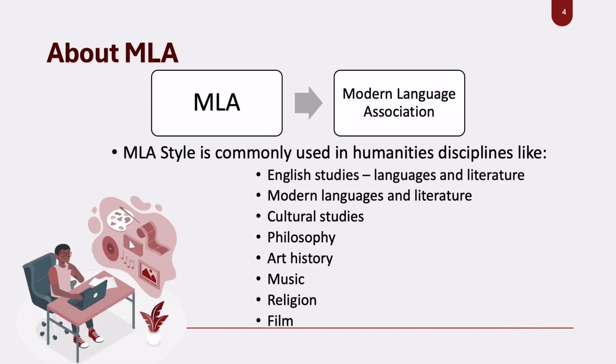MLA citation style, or the style of the Modern Language Association, is mostly used in humanities disciplines such as English, philosophy, and music. It is also commonly used at the K-12 level and is often the first style students learn to write with.